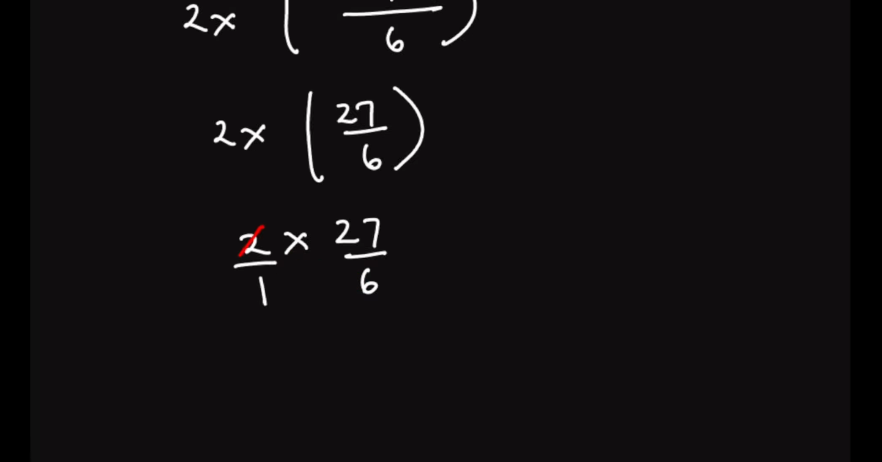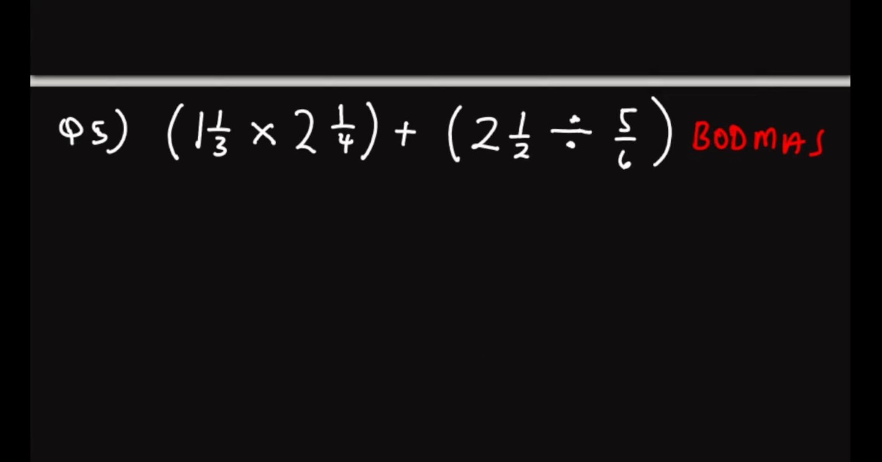So 2 divides itself 1 and divides this 6 3 times, right? So at the end of the day, you multiply the numerators. So 1 times 27 gives us 27, all over 1 times 3 gives us 3. And you and I know that this simplifies to 9 because 3 divides itself 1 and divides 27 9 times. So that's 9 over 1, which is the same as 9. So that is our final answer.